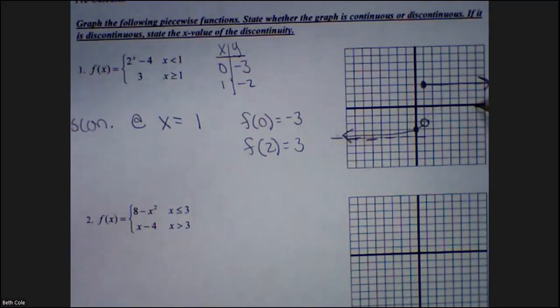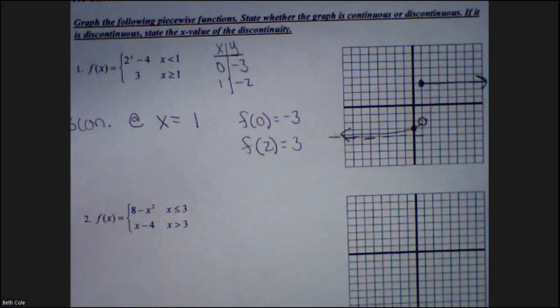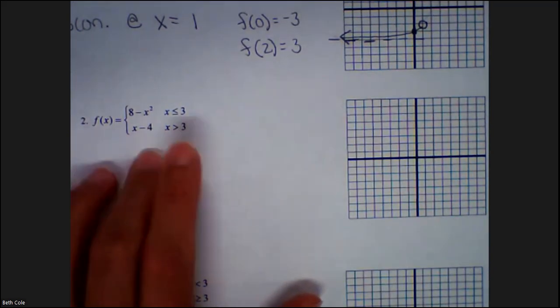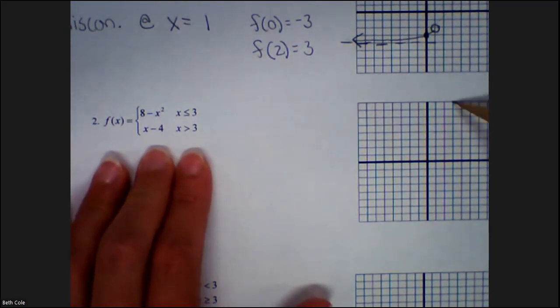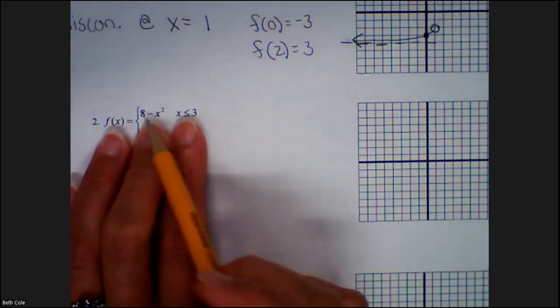What would f of 7 be? 3. How about f of 42 million? 3. Okay. Let's try another one. Where is the cut happening on this one? 3. So your cut is going to happen right here. What kind of function is this?